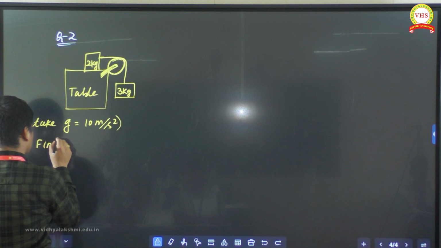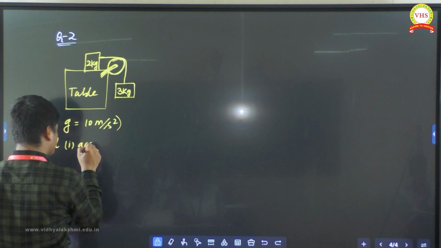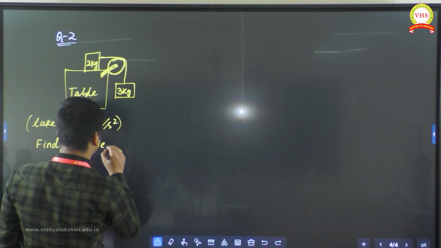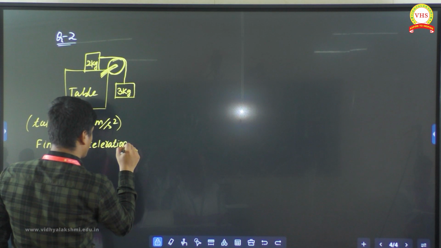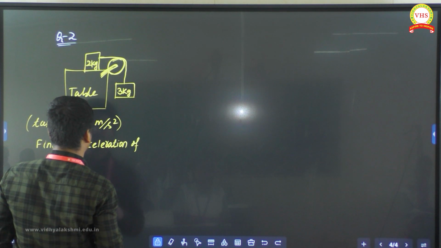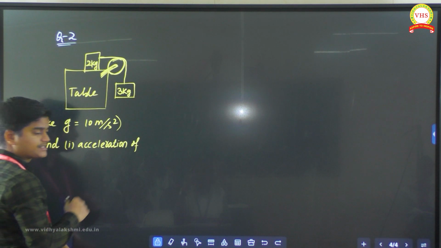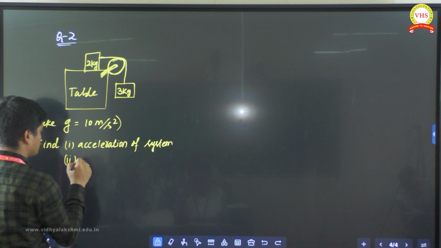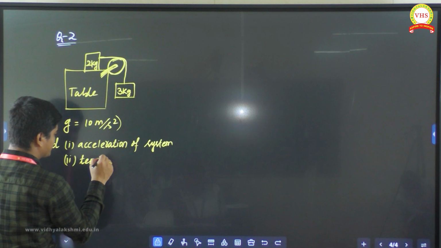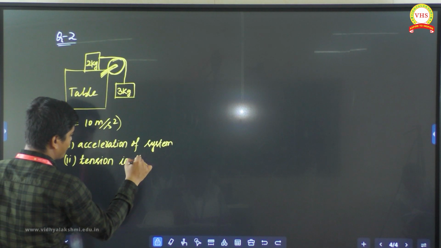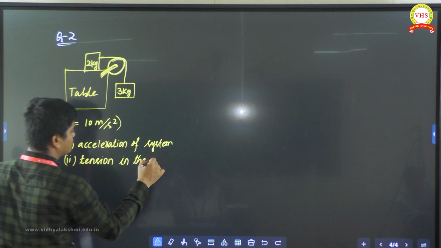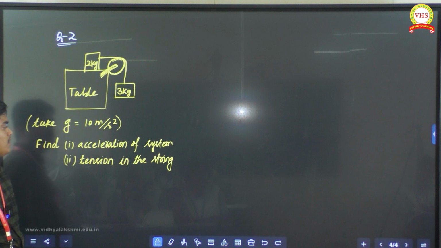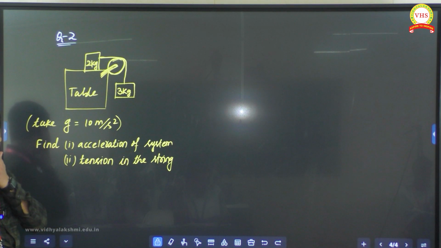Now find the acceleration of the system and the tension in the string. Same, what is the answer coming? 6. Acceleration of the system and tension in the string.